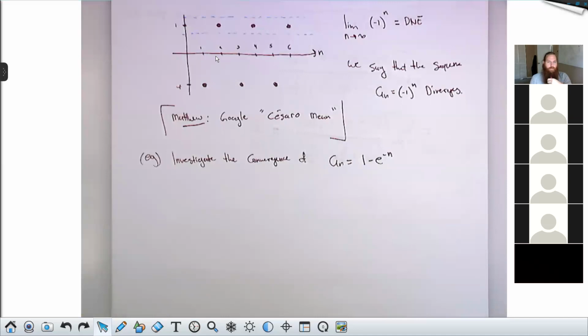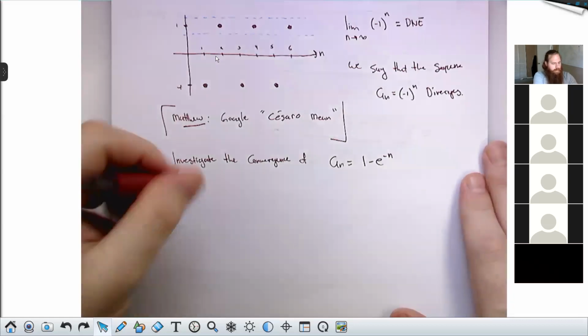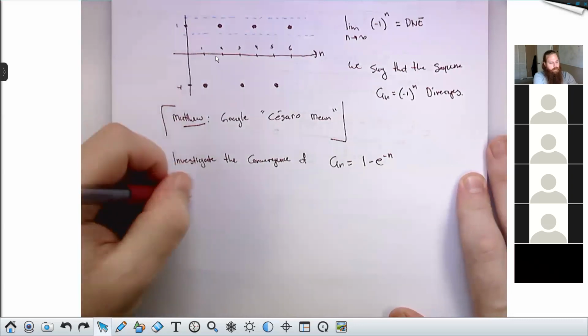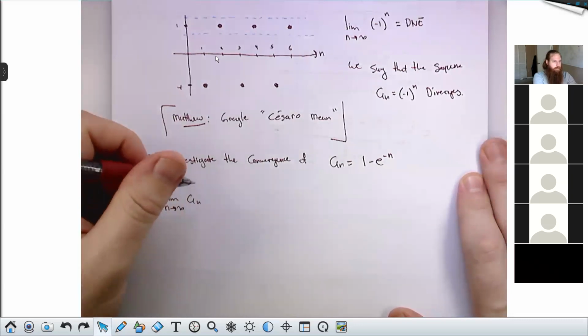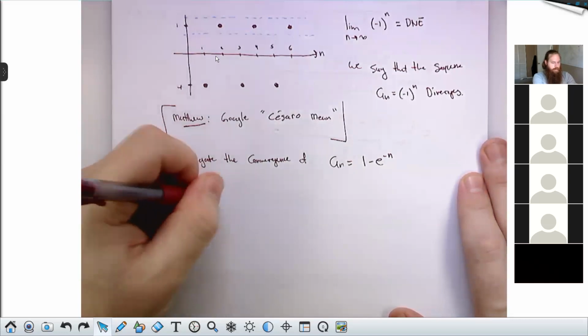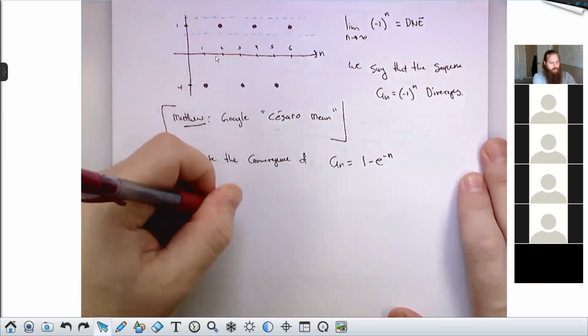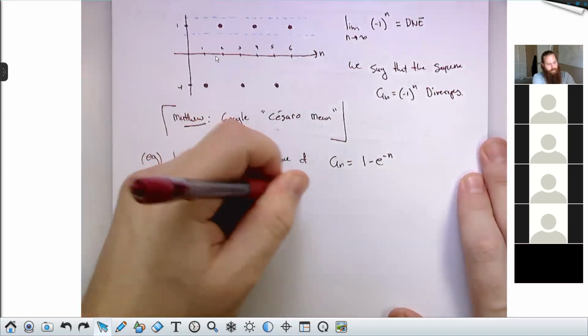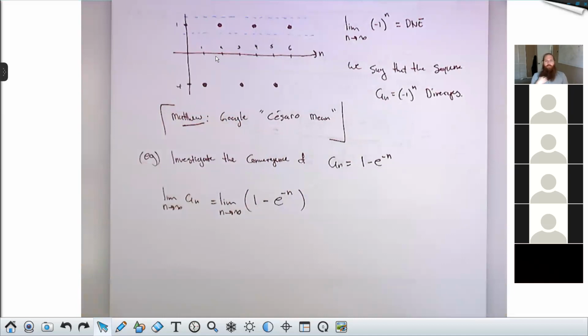You could graph it. I could. What does it mean for a sequence to converge? What sort of thing should I be looking for? The limit, right? It has a limit. Correct. So I should be looking for the limit as n goes to infinity of a_n, which here is the limit as n goes to infinity of 1 minus e to the -n. I could try graphing this, yeah.